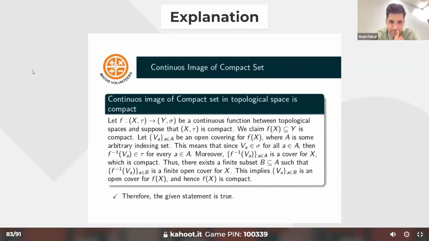Yeah, sure. Well, that was something I said already, that if you have a continuous function, then it preserves compactness. The image of a compact set is compact. Yeah, very well.